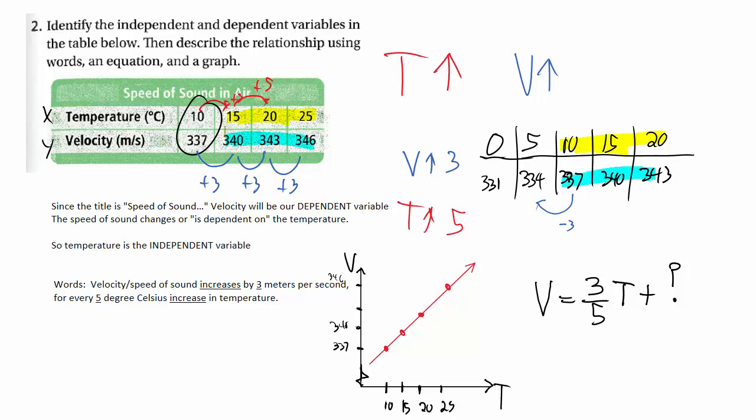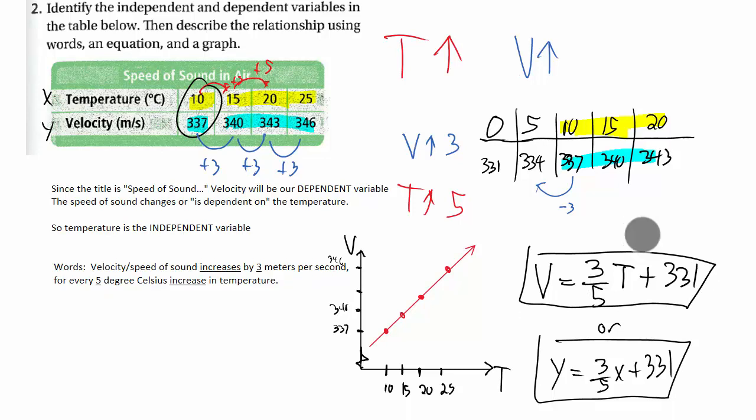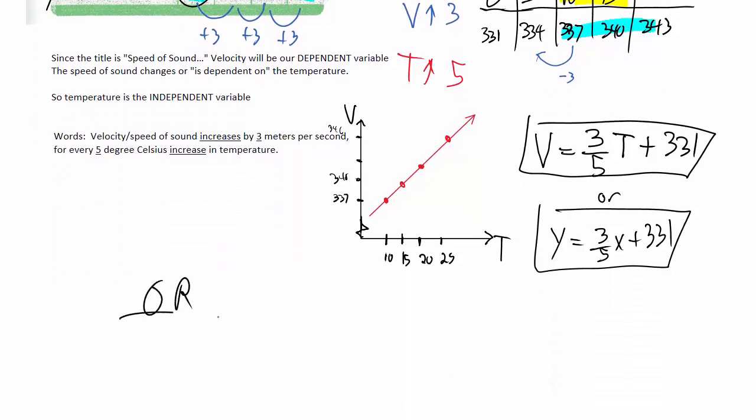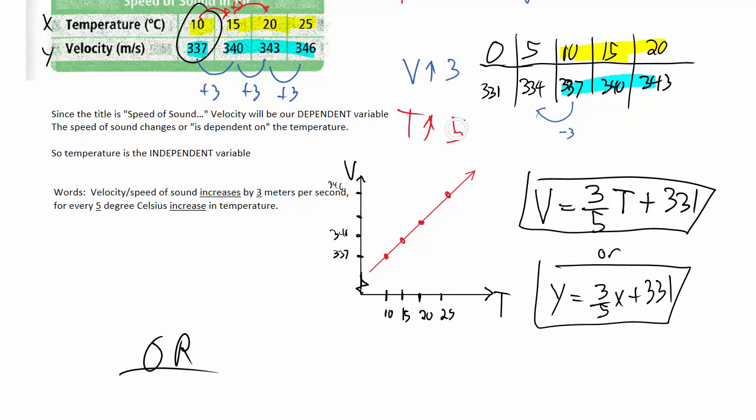So in order to find what little thing I have to add on in addition to the 3 over 5, I can just work backwards. If they increase by 5 and 3, I can just work my way backwards. And whenever the temperature is 0, I get a speed of 331.